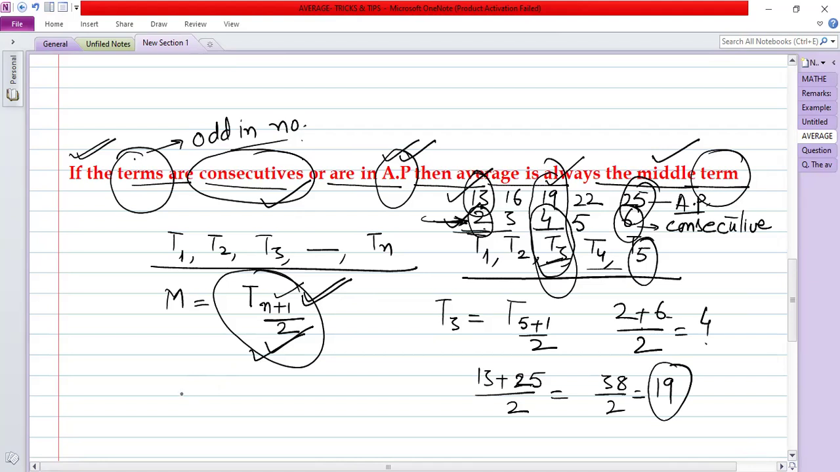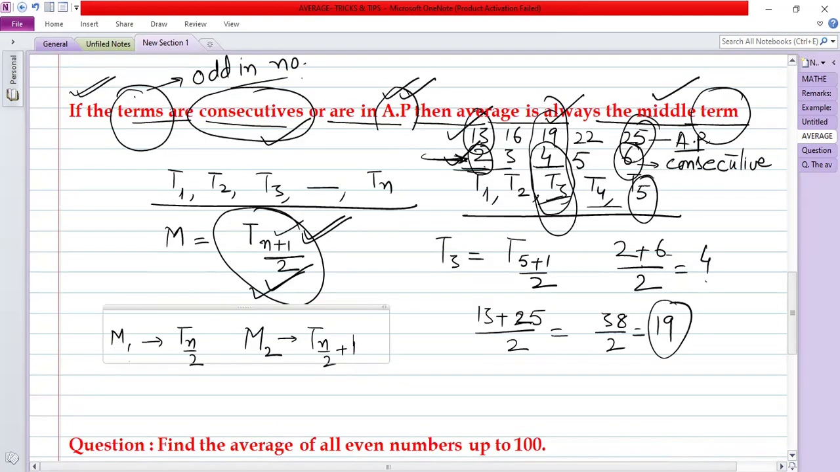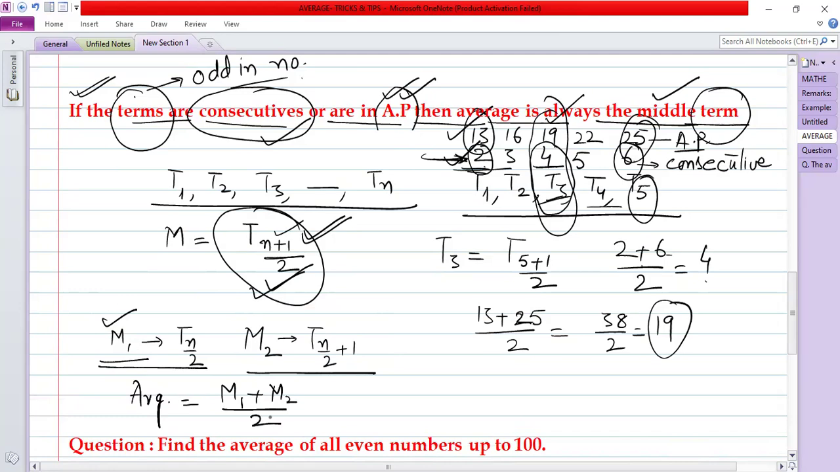But if our numbers are even, then there will be two middle terms. The first middle term is nothing but the (n by 2)th term, and the second middle term is the (n by 2 plus 1)th term. So what will be the average now? If the number of terms is even, then there will be two middle terms, and the average will be the further average of these two terms.